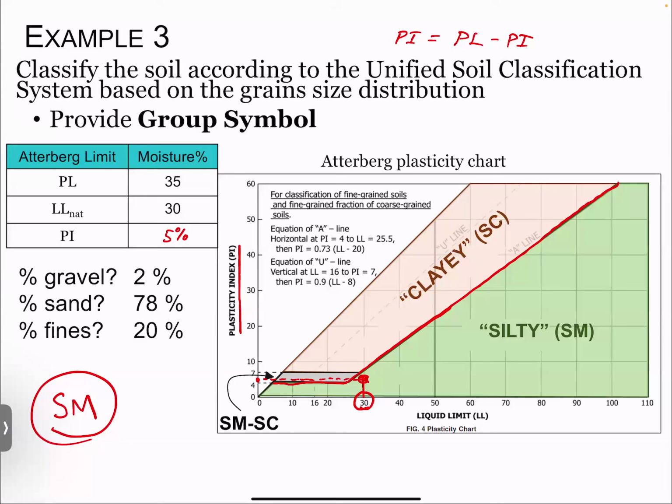So the plastic limit, the PL, is a laboratory experiment. And then the liquid limit is a laboratory experiment. So you would get these two numbers from your lab experiment and then just subtract the two to get your index.